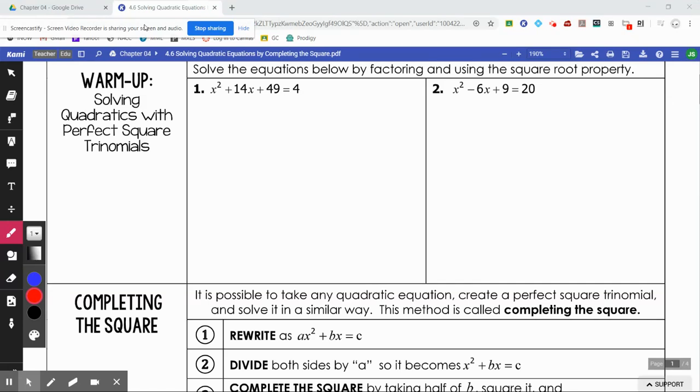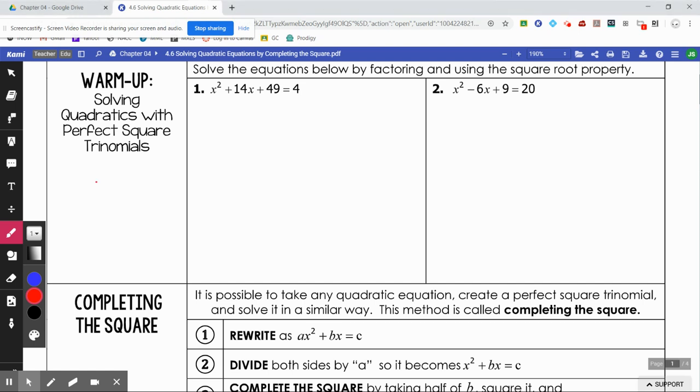In this video, we're going to be talking about another method for solving quadratic equations, and that is by completing the square. We're going to start out with some warm-ups that are actually already perfect square trinomials. So let's remind you, a perfect square trinomial, here's the test.